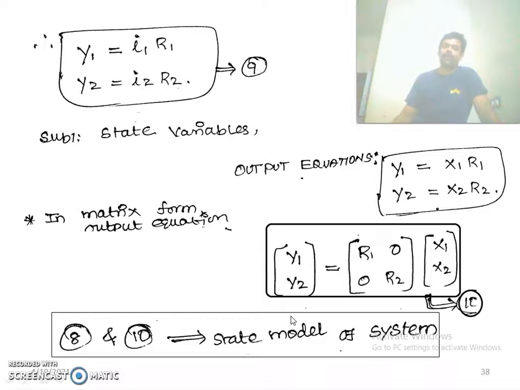So now we have found out the state model of a system for an electrical system. First we have calculated the state equation, then we have calculated the output equation. Both of these combined, we got the state model.